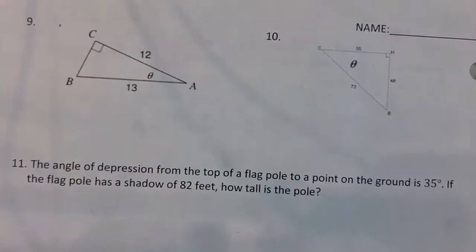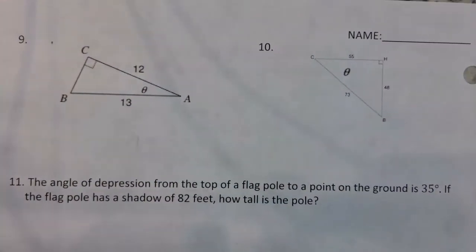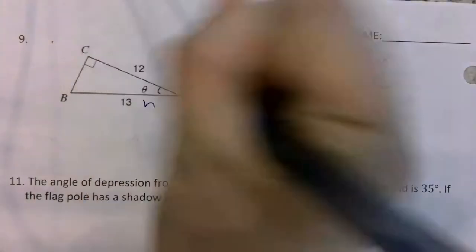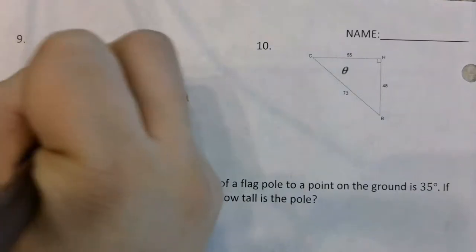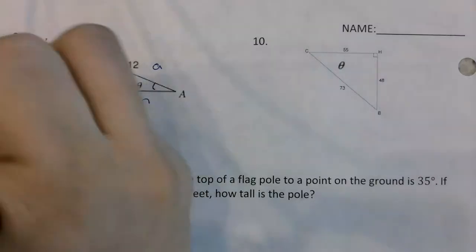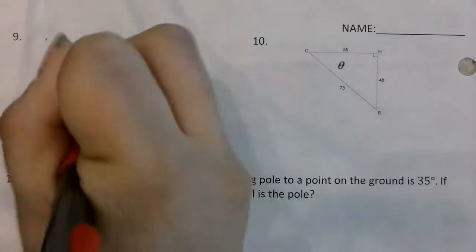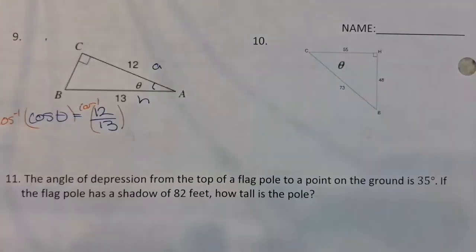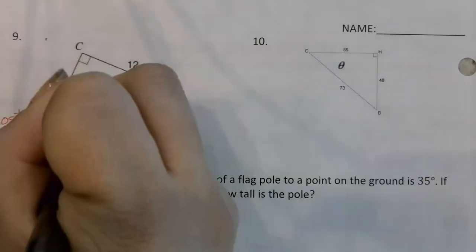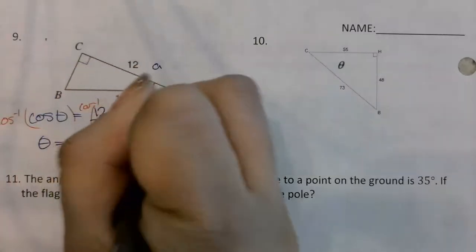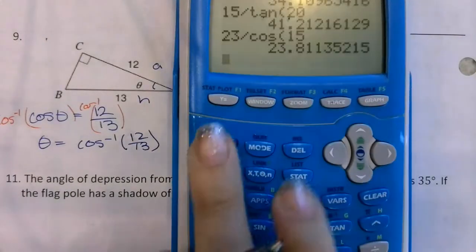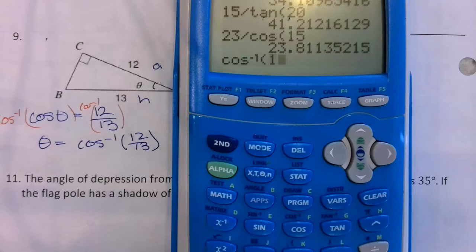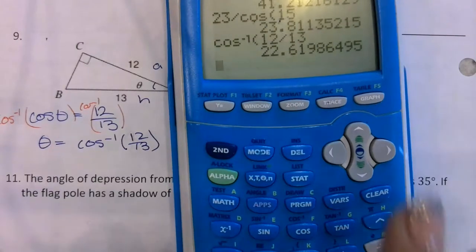Okay. Moving on to the back side, I am looking for my angle. I know my hypotenuse and I know my adjacent. This one is cosine, so I have cosine of my angle equals 12 over 13. Since I'm looking for the angle, I want to use inverse trig. So I'm going to multiply by cosine inverse on both sides. I get theta all alone, and then I have cosine inverse 12 over 13. So I want to type that in the calculator. Remember, to get cosine inverse, I go second, and then cosine. 12 divided by 13 gives me 22.6.